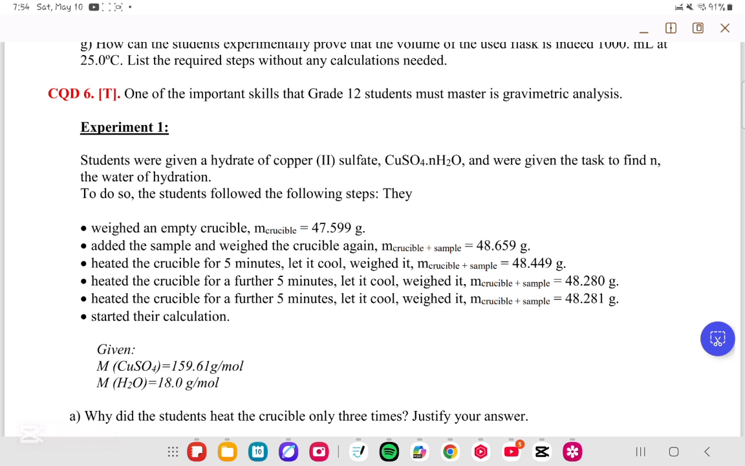Experiment 1. Students were given hydrate of copper, and we're asked to find the N. They want to find the number of moles of water. To do so, the students followed the following steps.